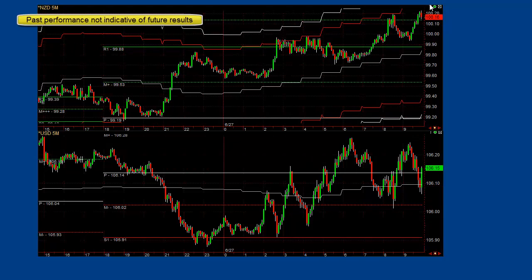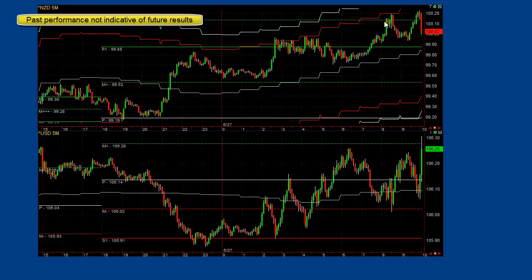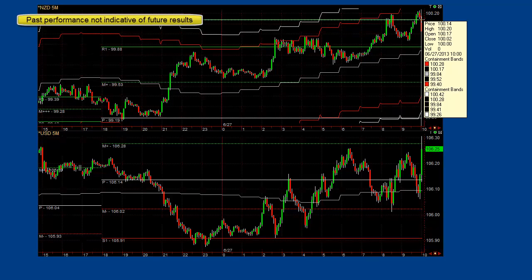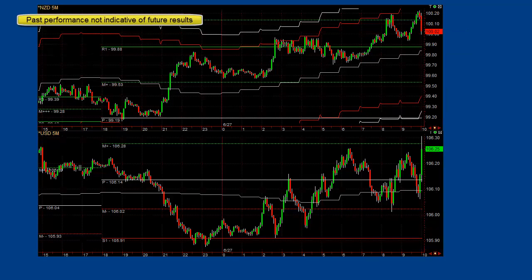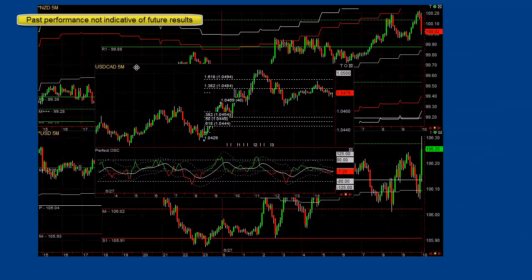remember, this is at the fib target from the previous swing. It's also kind of double topped here. The dollar just exploding up right here. Boom, this one's exploding down. Somewhere in this bar at 10 o'clock exactly, you're getting into a New Zealand dollar sell.